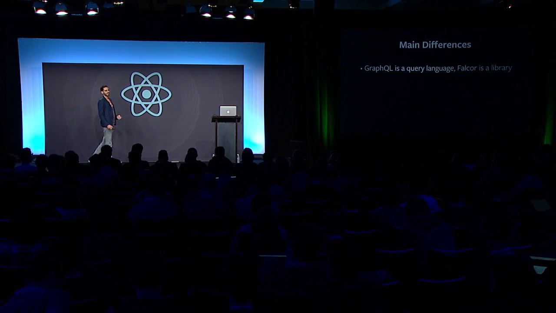Falcor is a library. I guess Netflix took this approach because they thought it could be easier for developers to adopt a library, because sometimes we developers are scared of new things, new languages, and this could be an easier way. But sometimes developers have no idea what we want. Also, the Falcor response, as I said, is modeled as a graph. And the GraphQL response is just a tree.